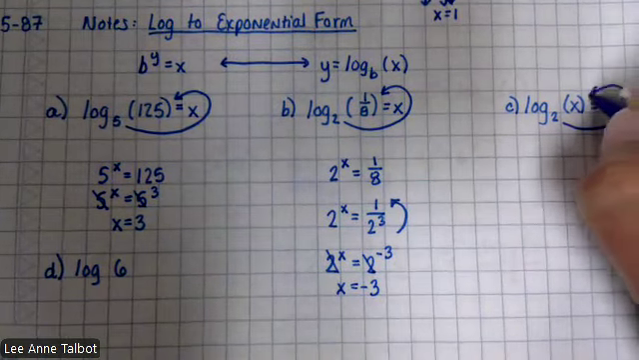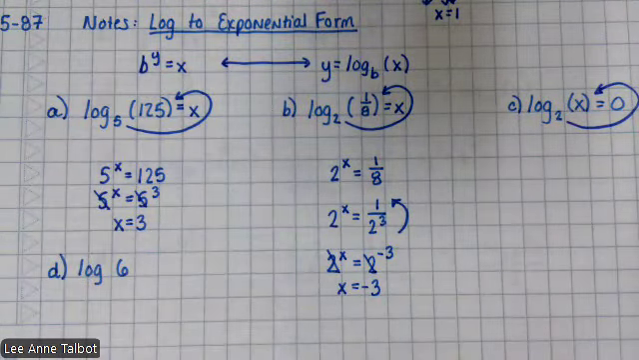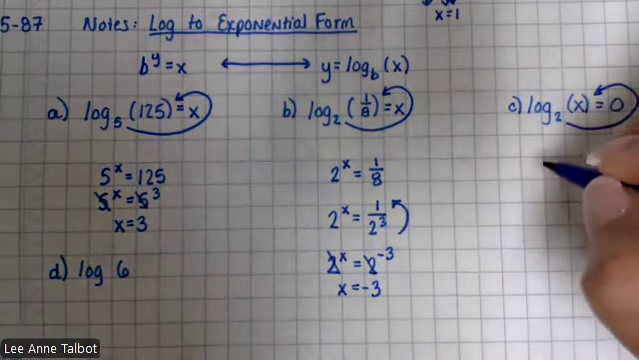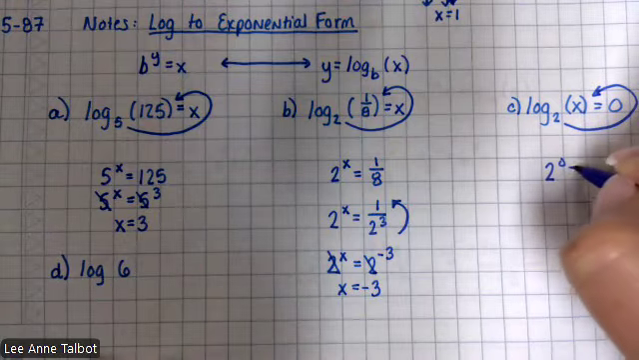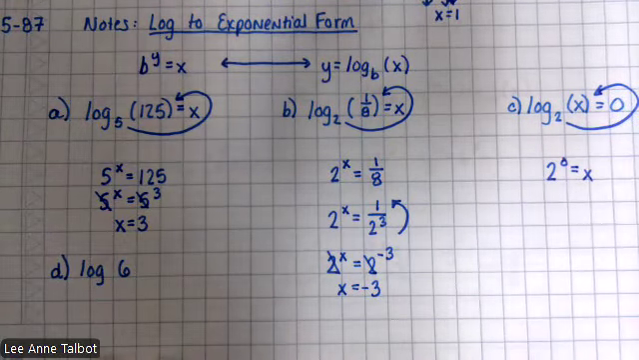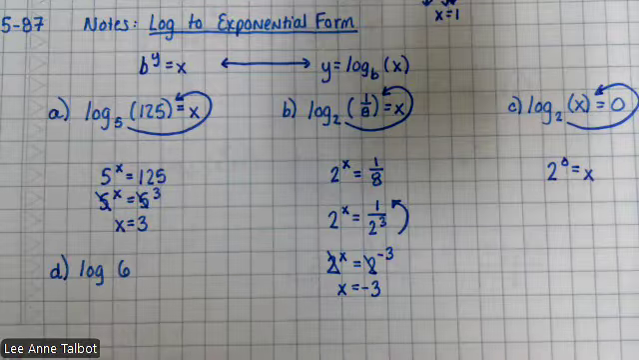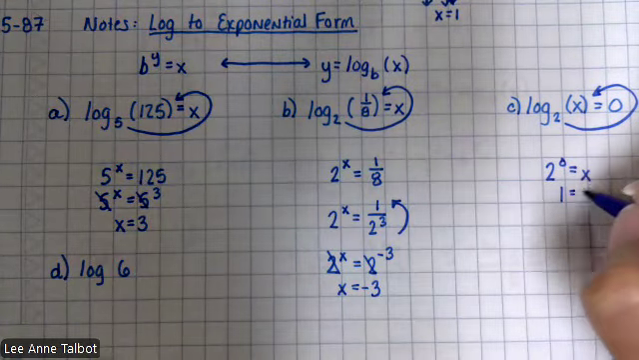Okay, C already has an equation, so I don't need to put the equals x. The x is in a different spot. 2 to the 0 equals x. What's 2 to the 0? 1. Great job.